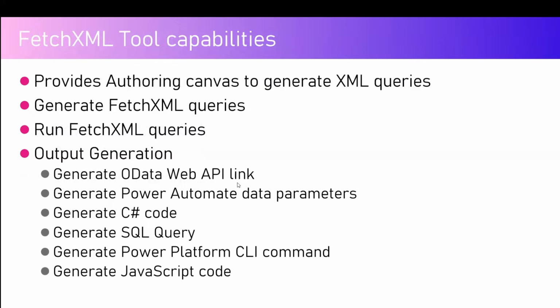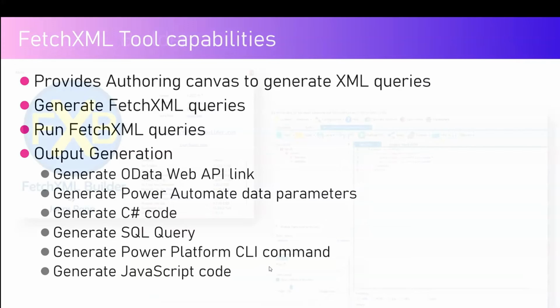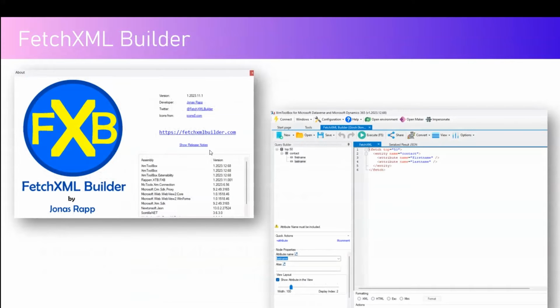The FetchXML Builder tool provides you an authoring canvas, so it is what you see is what you get. It's a graphical user interface to generate XML-based queries. Generate FetchXML queries, run the FetchXML queries, and then the output gets generated in various formats like OData, Power Automate parameters, C# code, SQL query, Power Platform CLI, and JavaScript code. It is built by Jonas Rapp, and this is how the screen looks, which I'm going to demonstrate in the video.